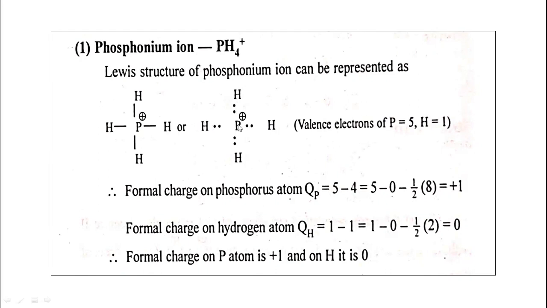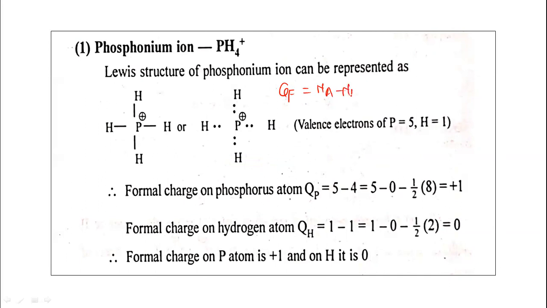Phosphorus actually has 5 valence electrons, but 1 will be less here because a positive charge is there, meaning that an electron has been given out. So the actual valence electrons of phosphorus are 5, and hydrogen has 1 valence electron. So let us calculate the formal charge. Let us write the formula here first. Formal charge QF is equal to Na minus Nm.